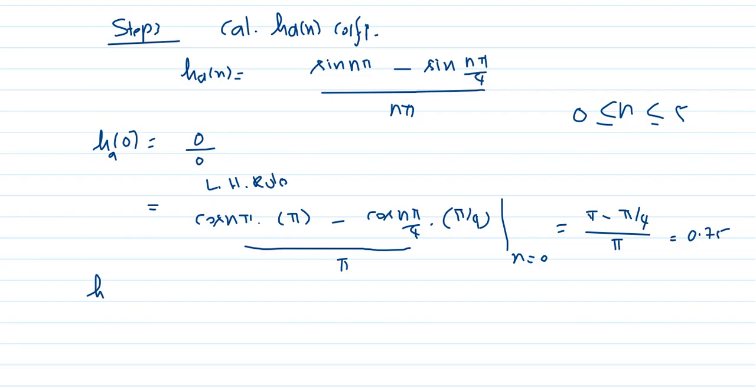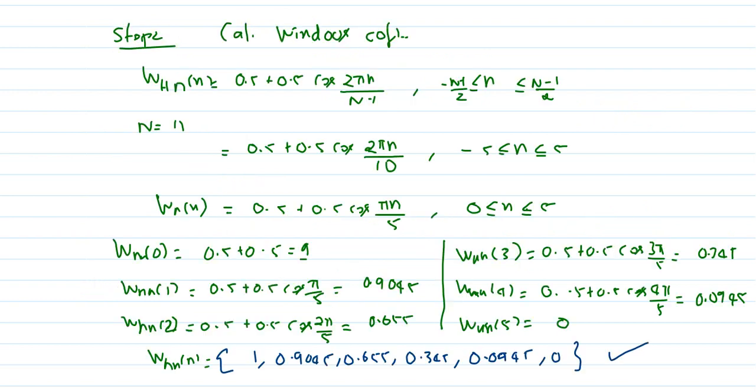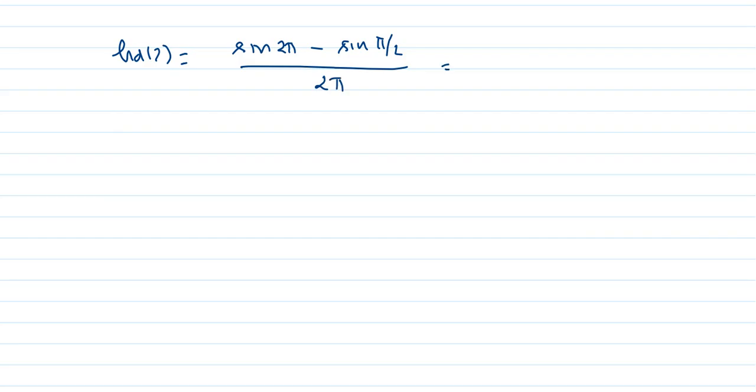Okay, next one is HD of 1. HD of 1 we can easily find out. It is sine pi minus sine pi by 4 by pi. So it comes to minus 0.225. Similarly, HD of 2. HD of 2 is equal to sine 2 pi minus sine pi by 2 by 2 pi. It comes to minus 0.159.